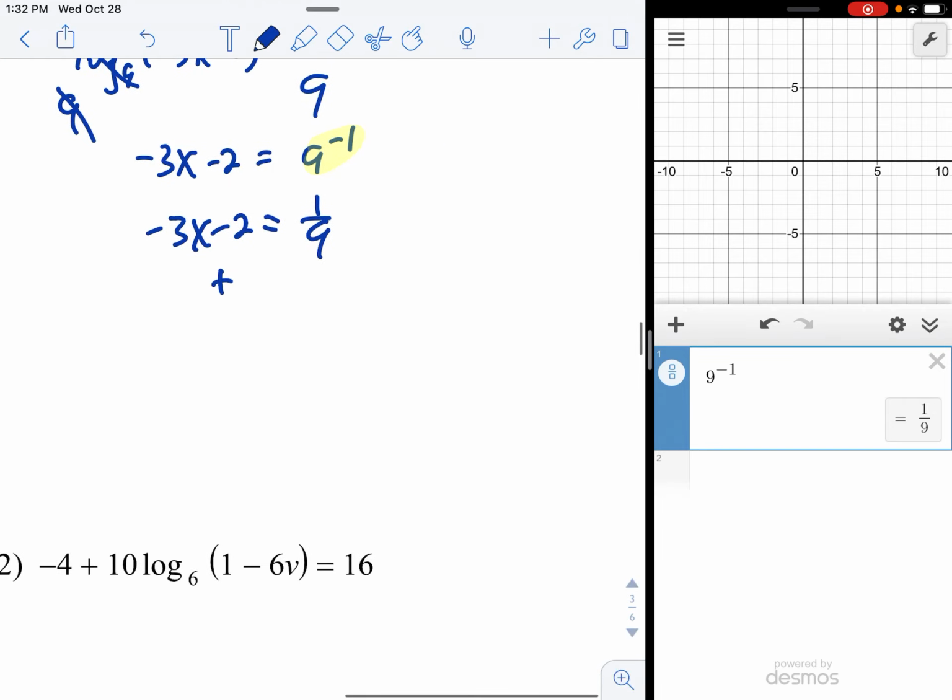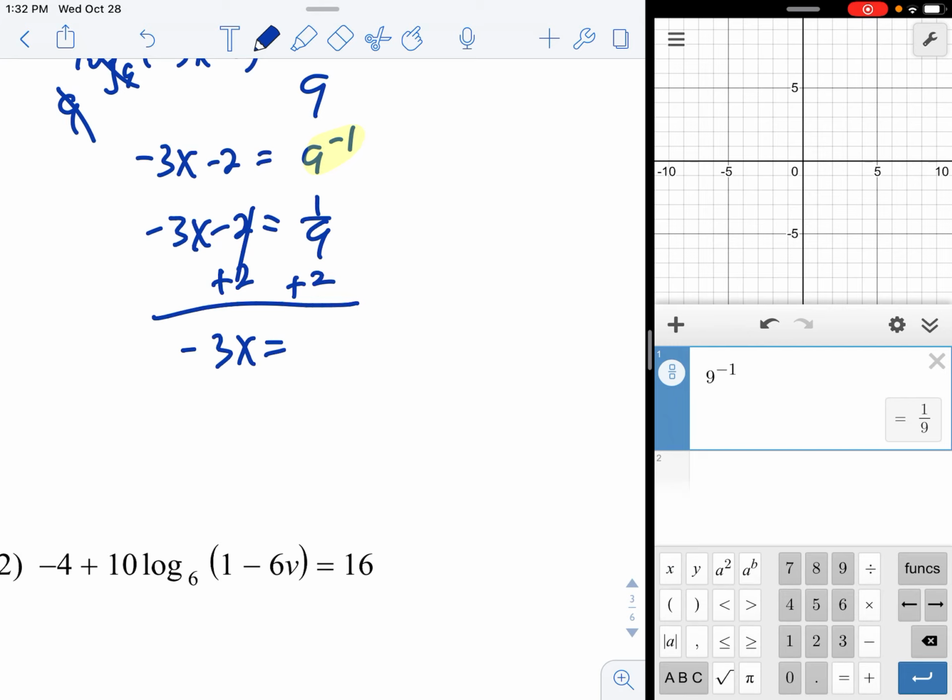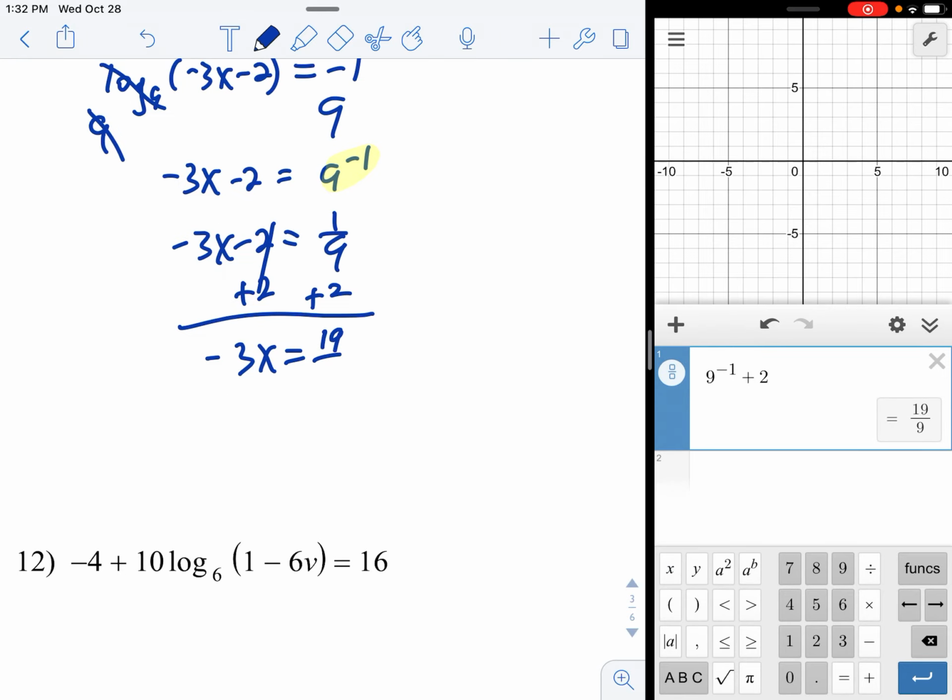All right, so now I need to finish this. So I need to add 2 to both sides. Negative 3x equals, what's 2 plus 1/9? Well, I can take this previous problem and put in plus 2. It looks like it's 19/9. Now I have to divide both sides by negative 3.